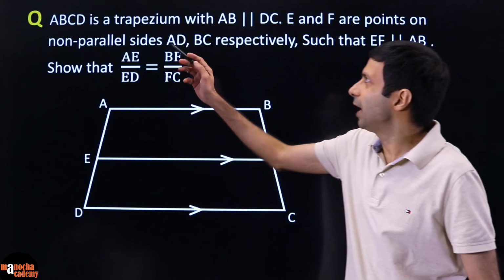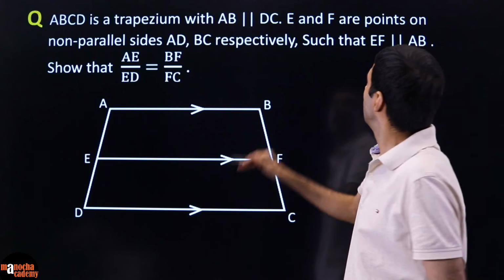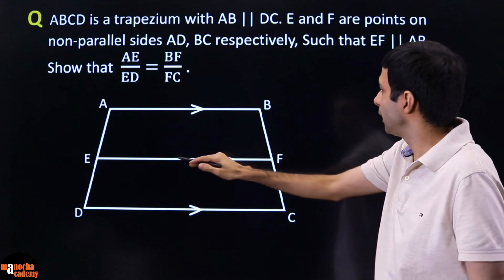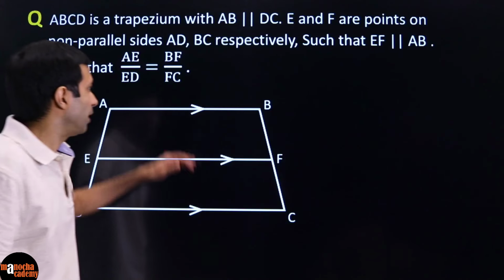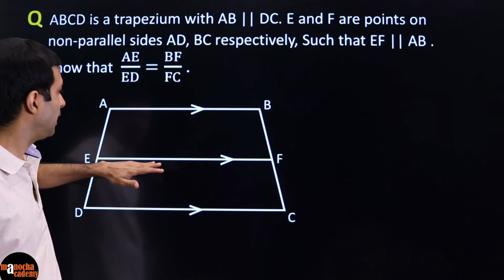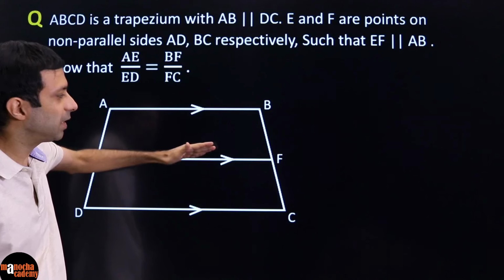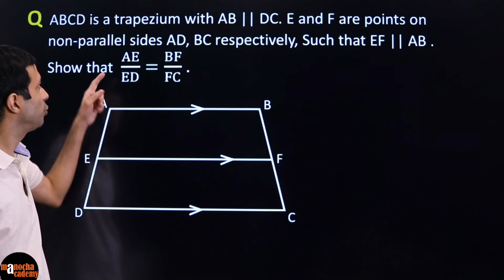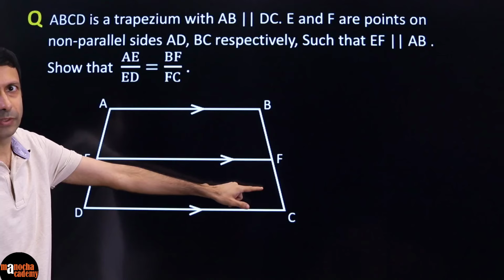This is very interesting, where we have ABCD is a trapezium with AB parallel to DC, and E and F are points on non-parallel sides AD and BC, such that EF is parallel to AB. So clearly you can see here, AB is given parallel to DC in this trapezium, and it says that EF is parallel to AB. Now we know if EF is parallel to AB, that means EF will also be parallel to the other side DC. What do we need to show? That AE is to ED is equal to BF is to FC.